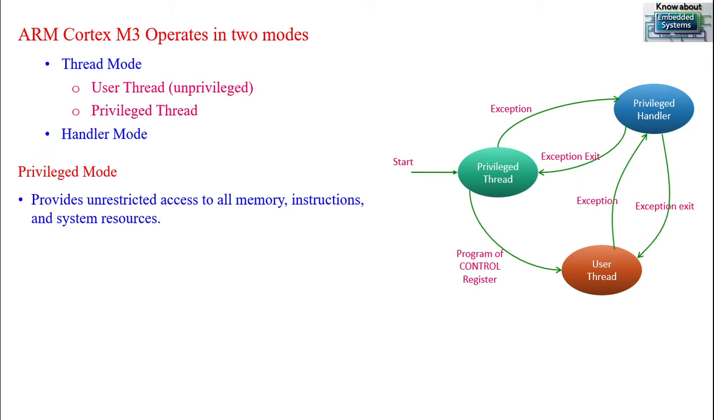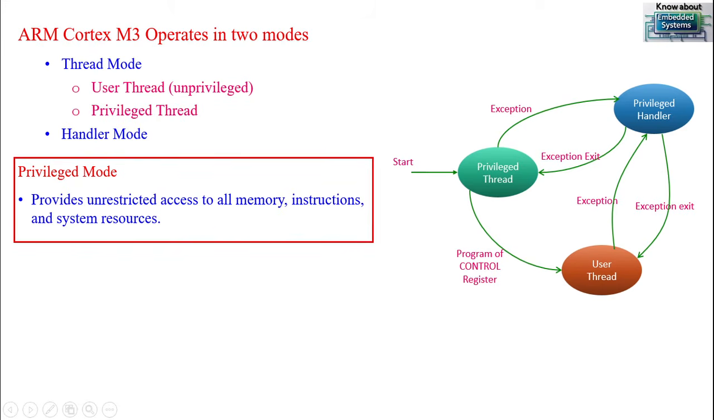Then what is the definition of a privileged mode? We have seen here we have unprivileged and we have privileged. So what do you mean by privileged and unprivileged? Privileged means the operating mode will have full access of peripherals, memories, and so on. Whenever your mode is having full access, full memory, full instruction, full peripherals, then that is called as privileged mode. In this example, it's called as privileged thread mode.